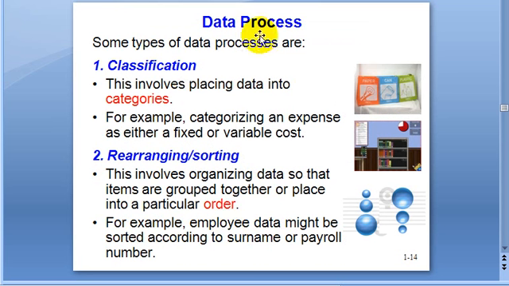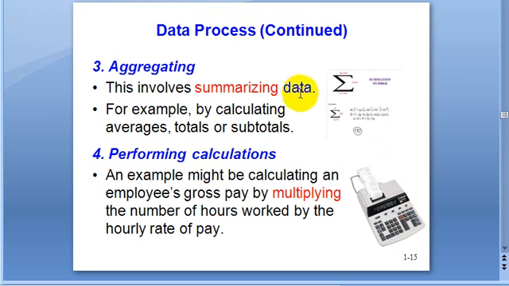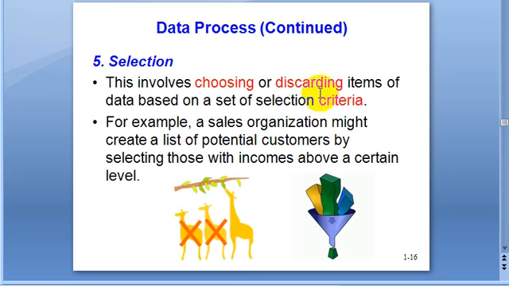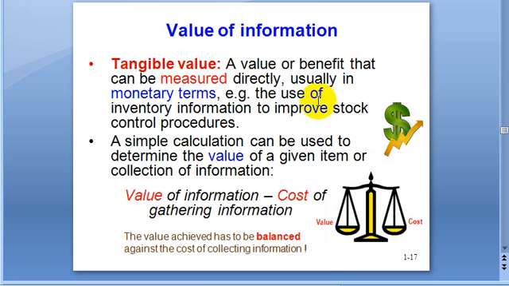So data process types. One approach is classification, how to separate into different categories. So it's for ease of understanding. We need to classify the data in different ways. We arrange or sort. We need the order. Then it will be easier for us to know what's going on, how the data looks. And the aggregation, summarizing, sigma, performing calculation, multiply or division. Selection, choosing, discarding some items according to some key criteria, selection criteria.